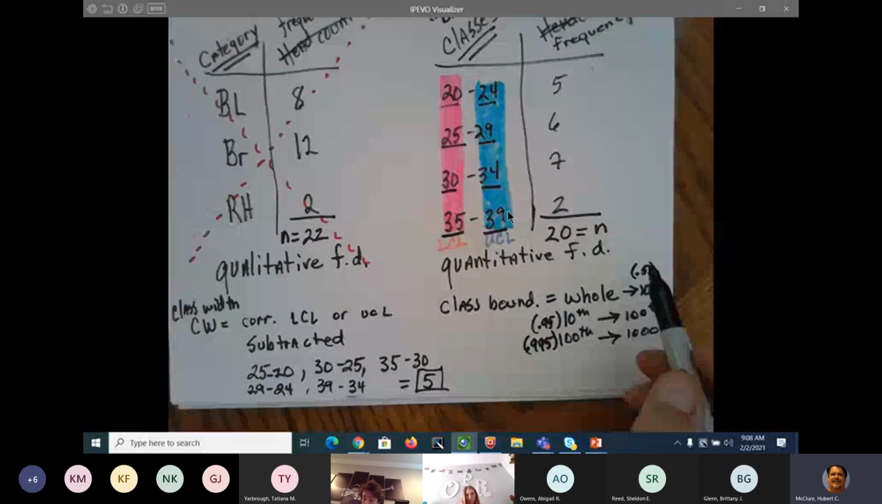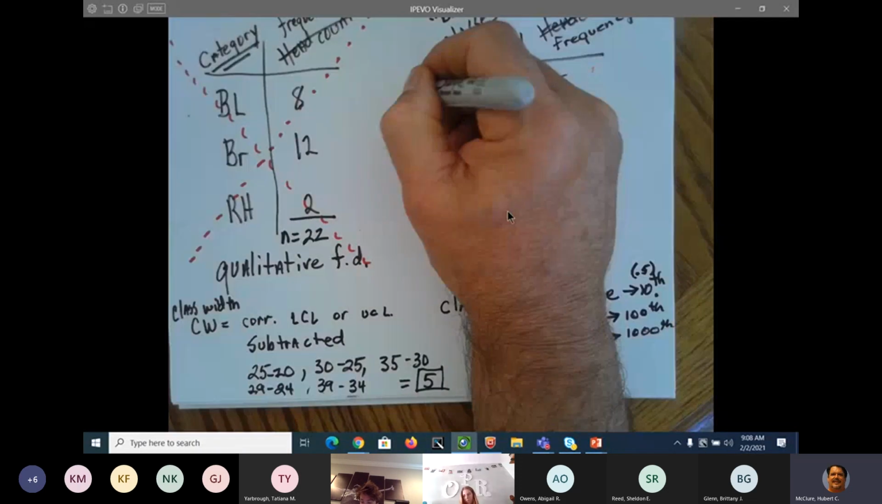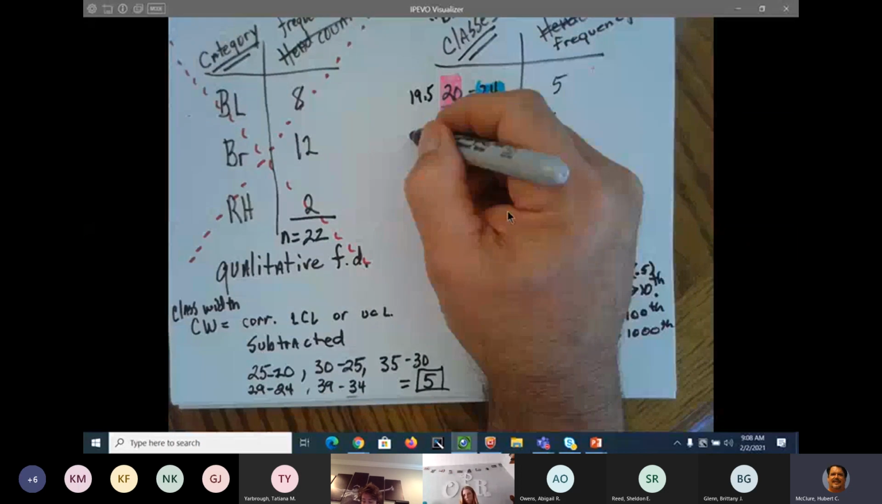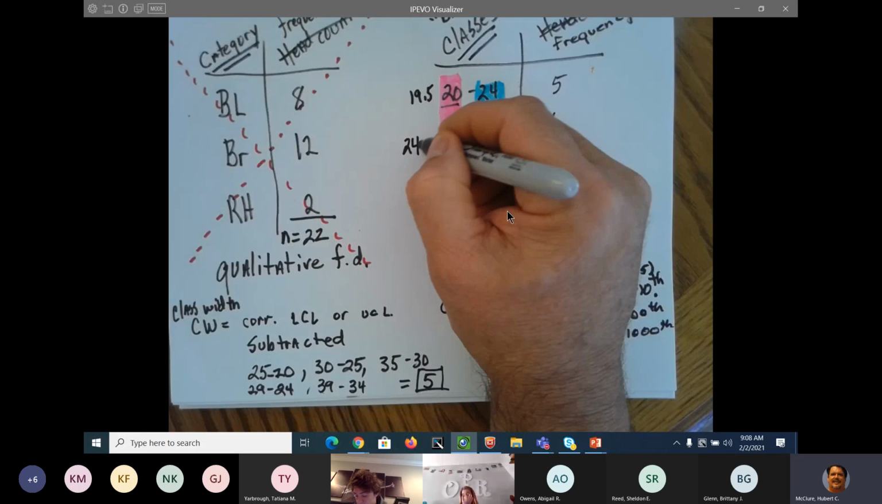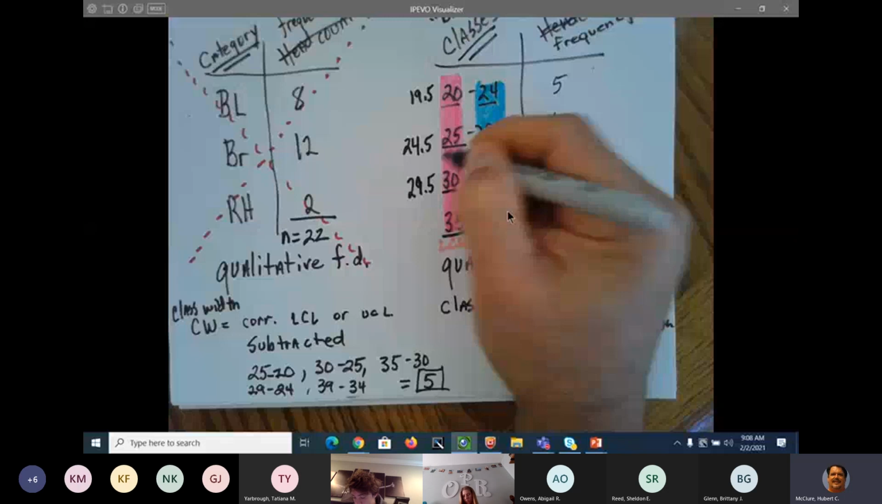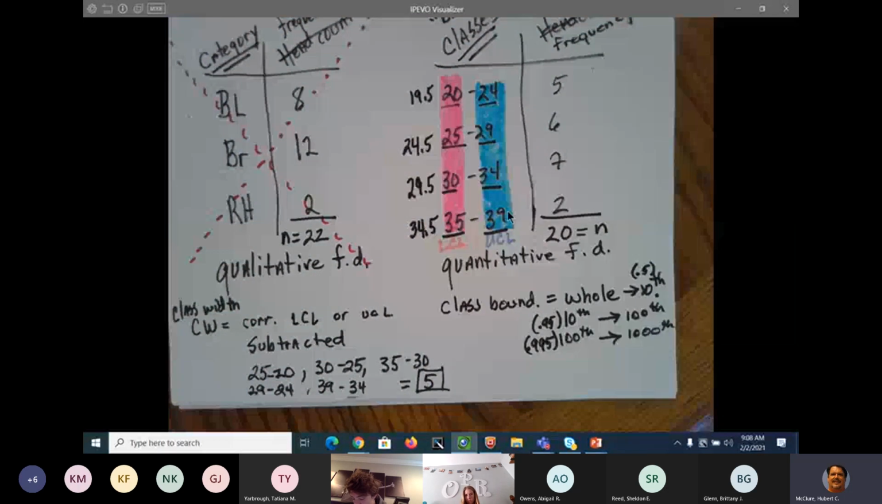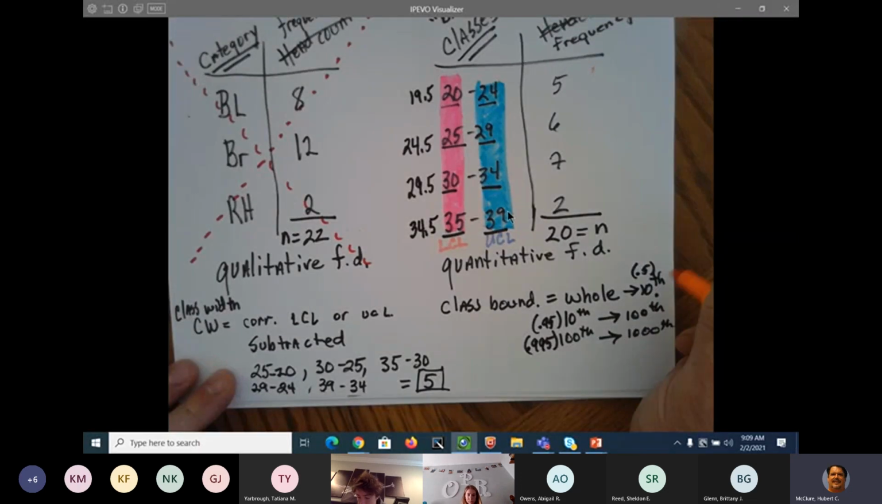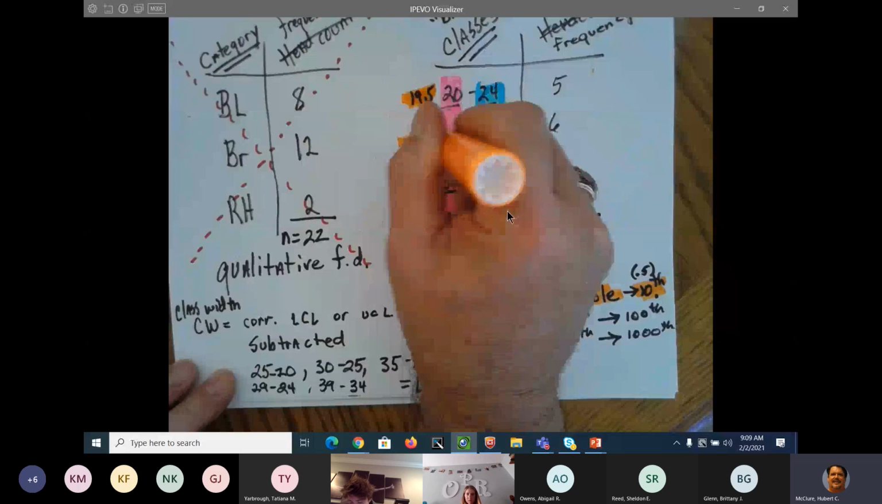So since I'm going to the tenth, my class boundaries are going to be 19.5, add 5. And when you add 5, you get 24.5. Add 5, 29.5, and 34.5. Those are the class boundaries. So I'm going to take my orange highlighter. And since we are whole numbers to the tenth for the class boundaries, here are my class boundaries.